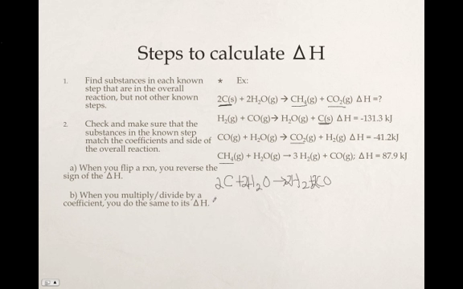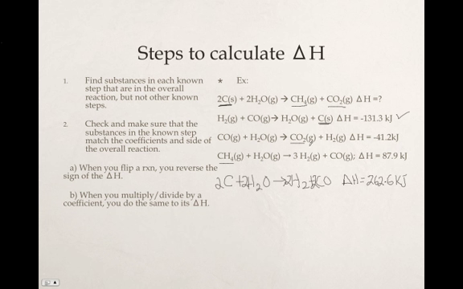And when you multiply or divide by a coefficient, as we just did, you multiply or divide by that same coefficient with the delta H. So that means our delta H, because we flipped the reaction, will become positive now. And we multiply this 131.3 by 2 to give us 262.6 kilojoules. And now we are done with that first step.